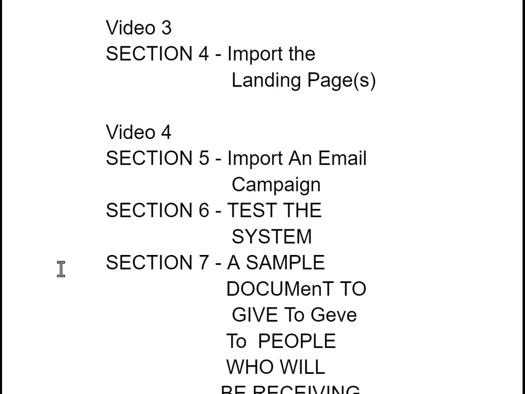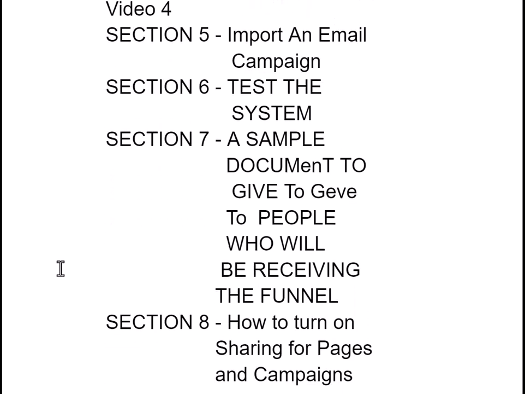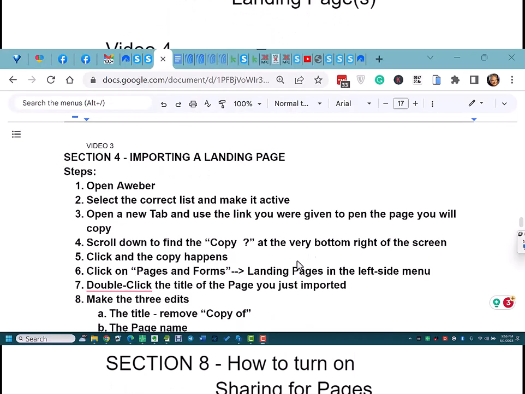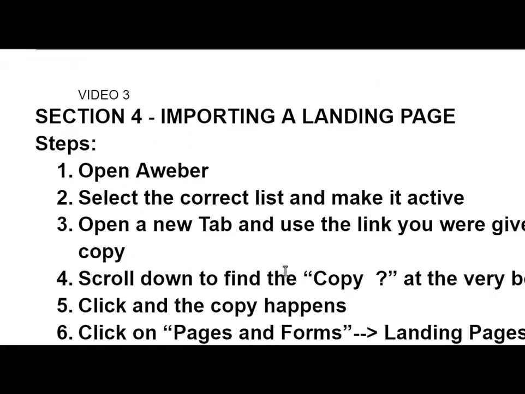Because there are 2 or 3 things that Aweber blanks out, and you need to fill them back in with what's going to be, in some cases, different information, which is why Aweber blanked them out in the first place. So let's get on with downloading the pages and editing them and getting them ready to be part of our funnel. Okay, now we're going to go through importing a landing page.